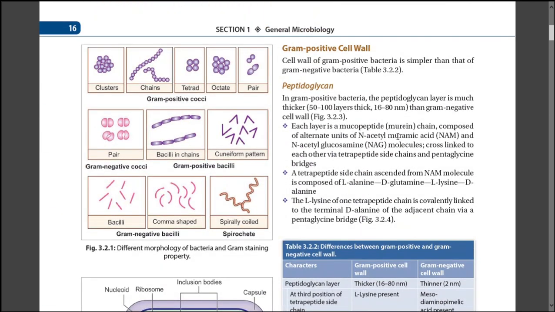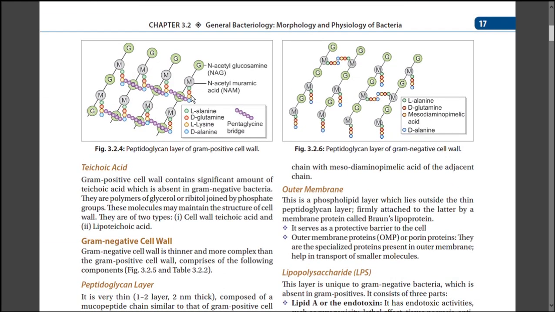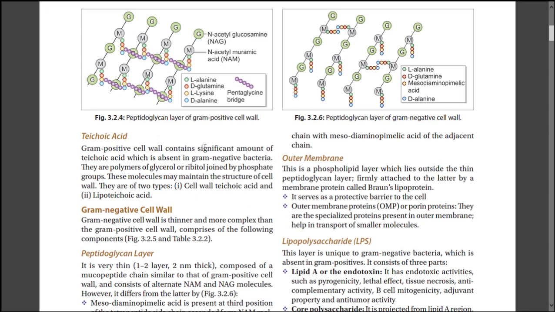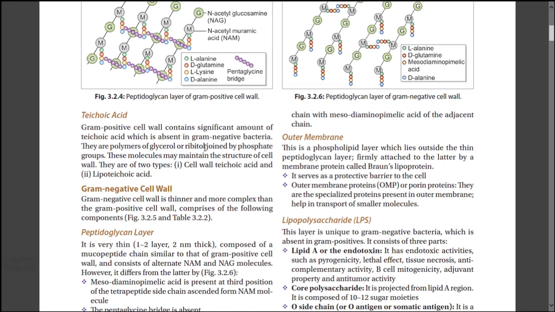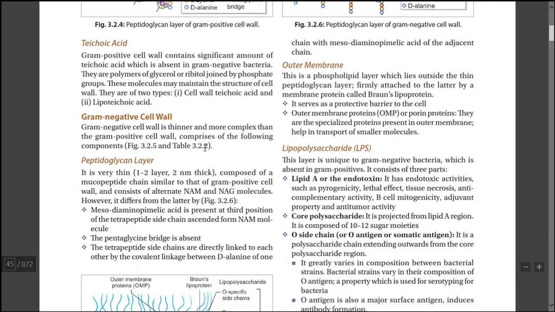We have seen earlier that NAM and NAG molecules are cross-linked to each other via tetrapeptide side chains and pentaglycine bridges. This is a tetrapeptide side chain. This is the pentaglycine bridge. So this diagram is very important to represent the peptidoglycan layer of the gram positive cell wall. Okay, so that is a brief summary about the gram positive cell wall.